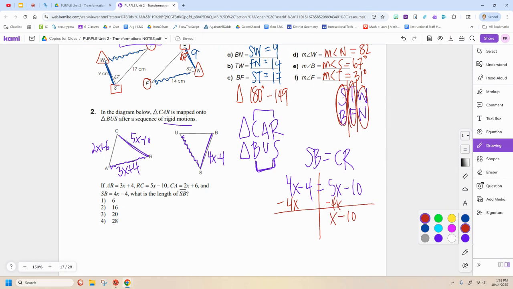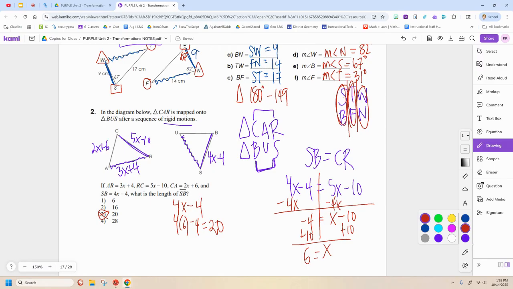X minus 10 equals negative 4. Add 10 to both sides, which means x is equal to 6. But it doesn't say what's the value of x. It says what's the length of SB. SB is going to be 4x minus 4. So 4 times 6 minus 4, which is 20.